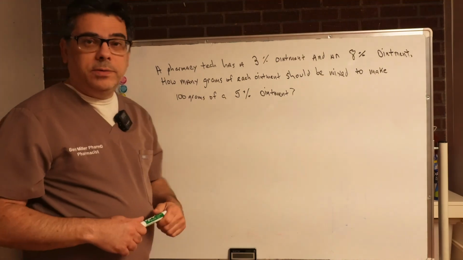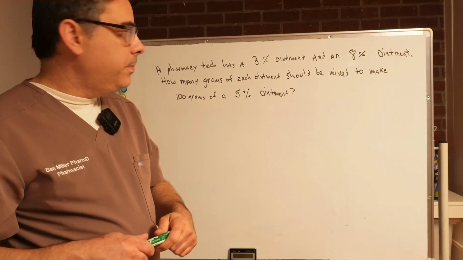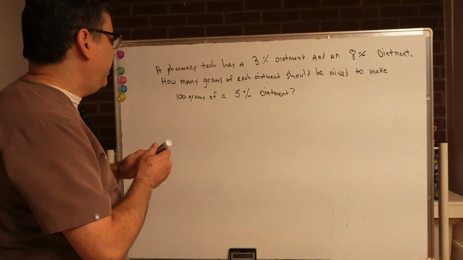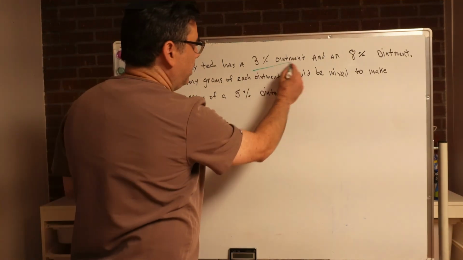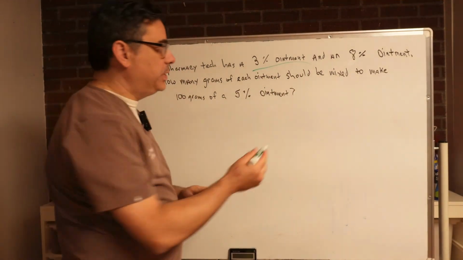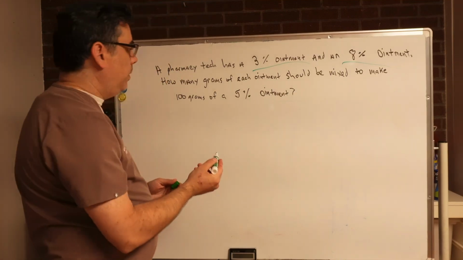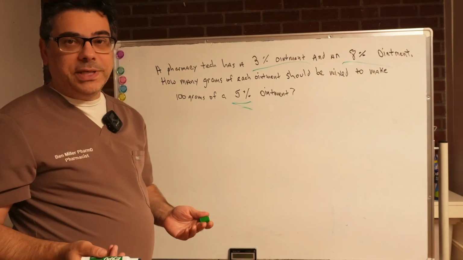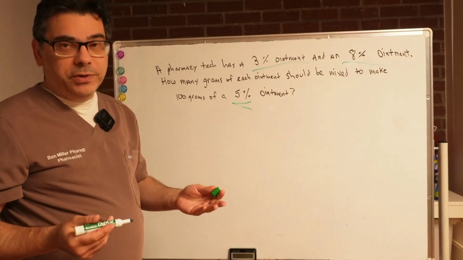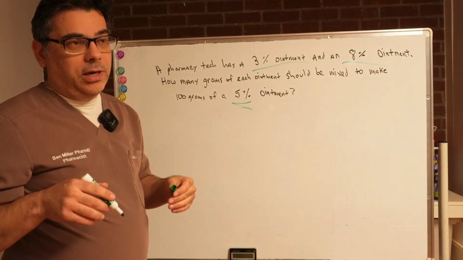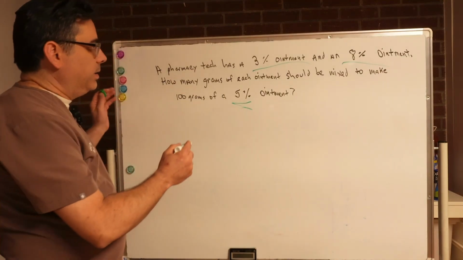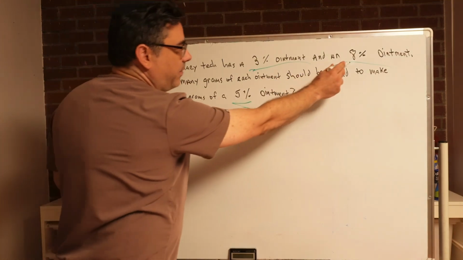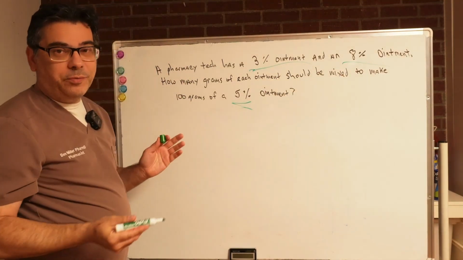All right, so we're going to do another alligation problem. In this problem, we have a pharmacy technician who has a 3% ointment and an 8% ointment. And we want to make a 5% ointment. So whenever you have two different strengths and they want you to make another strength, that's an alligation. That's where we're going to use the alligation. So here we have 3%, we have 8%, we want to make 5%.